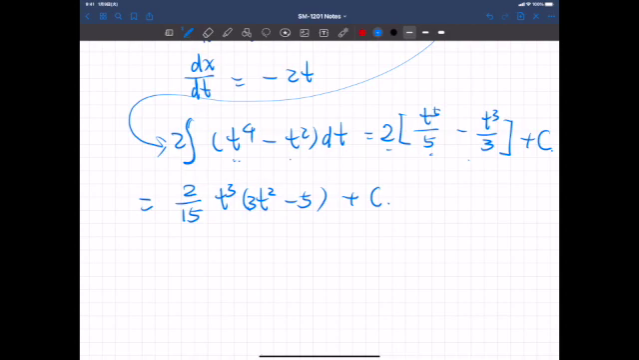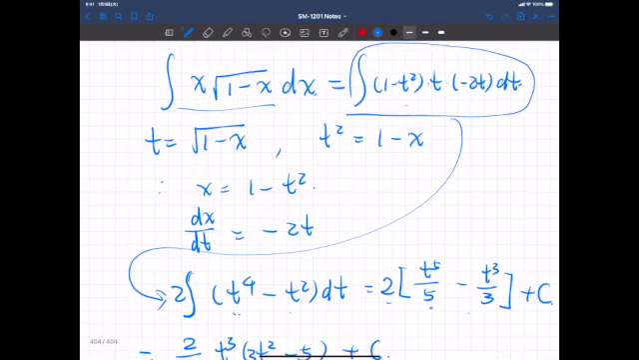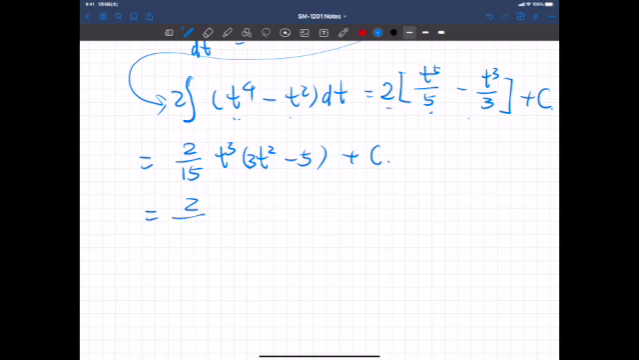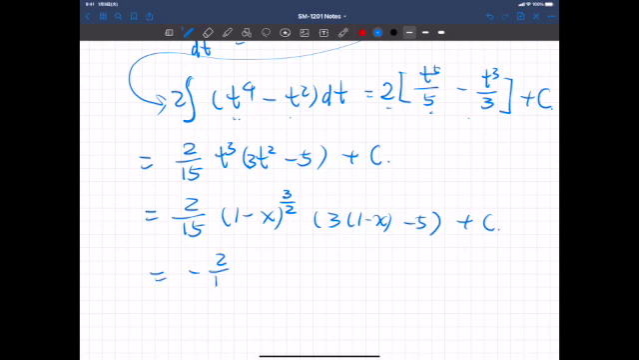Okay, so we have this and this. So use them. That would be (1 minus x) to the power of 3 halves and (3 times (1 minus x) minus 5) plus c. So after all, we have a result in terms of x, 3x plus 2 plus constant. So this is it.